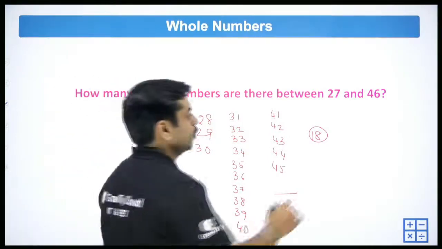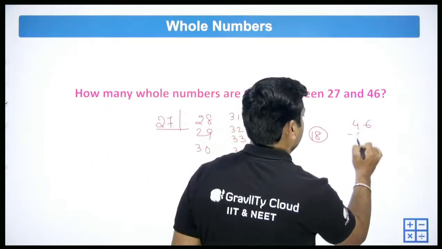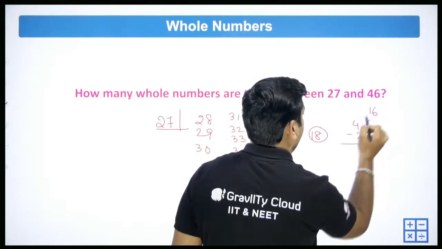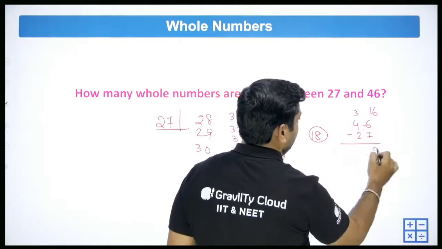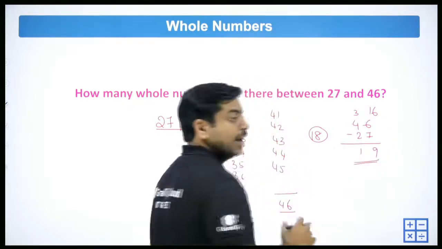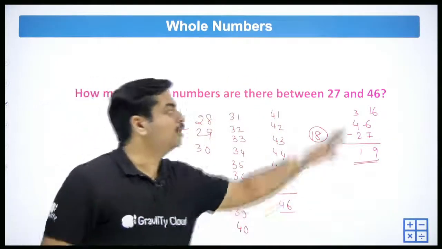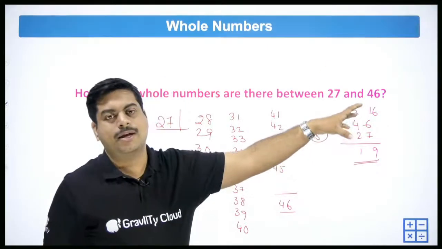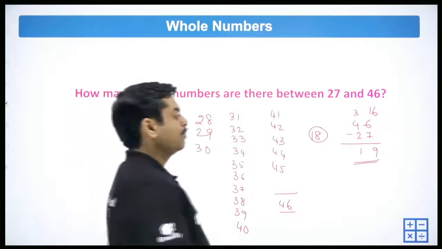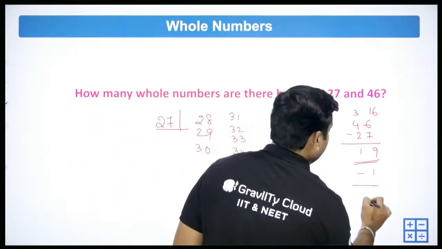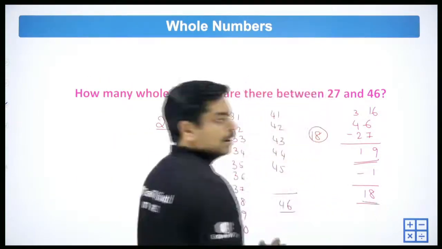Tell me what is 46 minus 27? 46 minus 27 becomes 19. But why are we getting 19? We are including the last number 46 as well. So we need to subtract 1 from there and we get 18 numbers. The same concept will be applicable for any numbers.